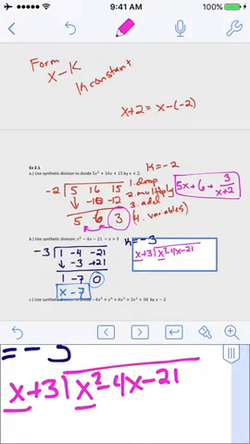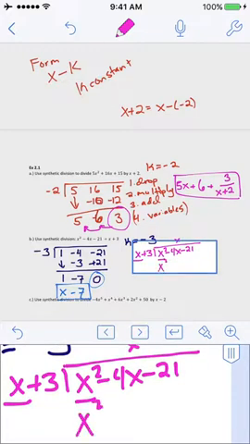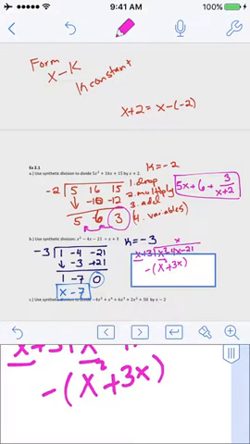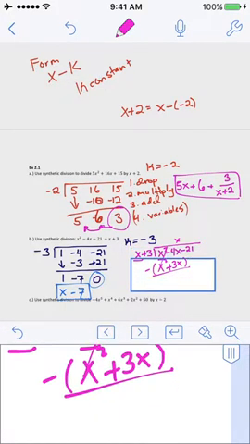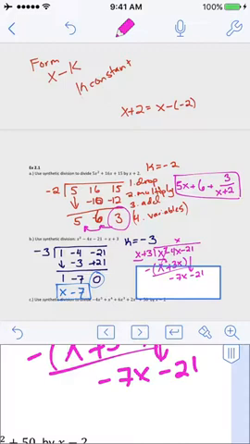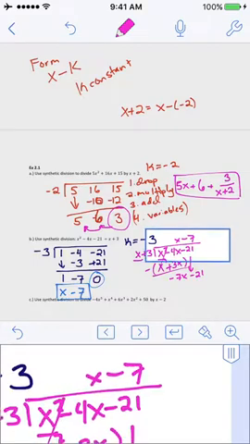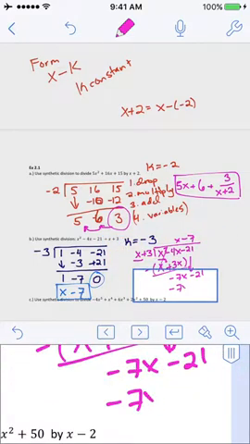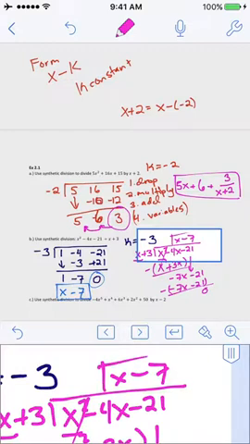How many times does x go into x squared? That would be x times, right? x times x, x squared, x times 3, plus 3x. Now I'll subtract the two. I end up with these two canceling. Negative 4x minus 3x is a negative 7x. And I drag this guy down, negative 21. How do I get from x to a negative 7x? I multiply by a negative 7. Negative 7 times x is negative 7x. Negative 7 times positive 3 is a negative 21, and I subtract the two to get a 0. And I end up with the same answer.